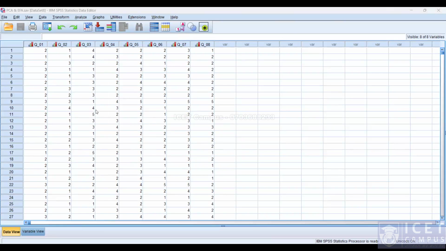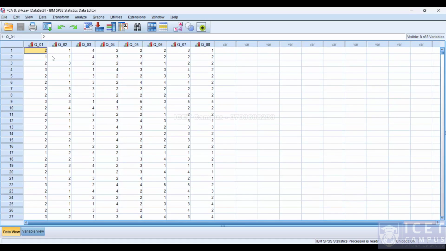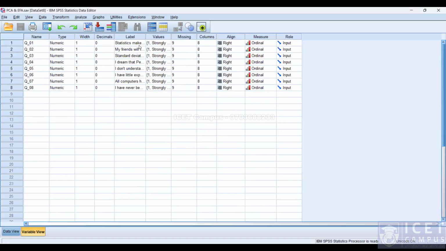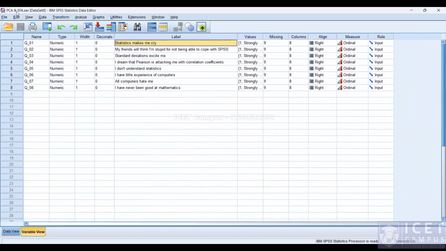This is the given data set. There are 2,571 entries here, according to these eight questions. So this is question number one, question number two, and these are the actual questions. Question number one is this one.